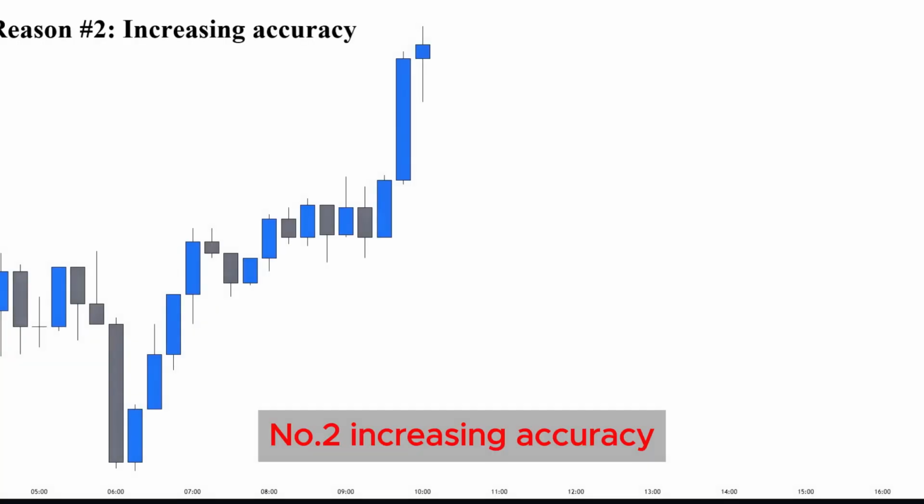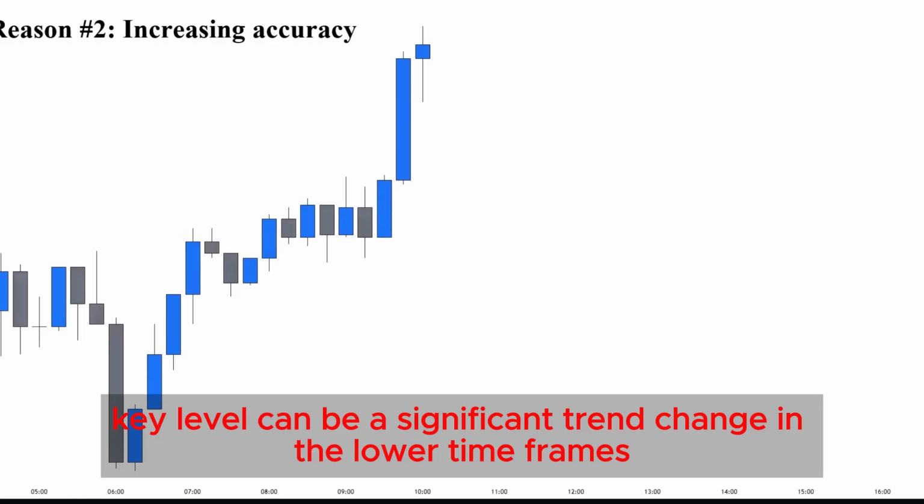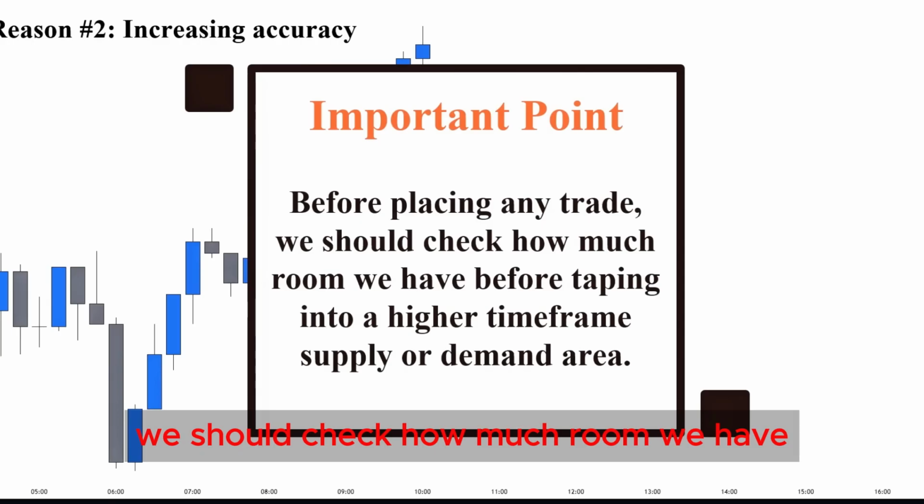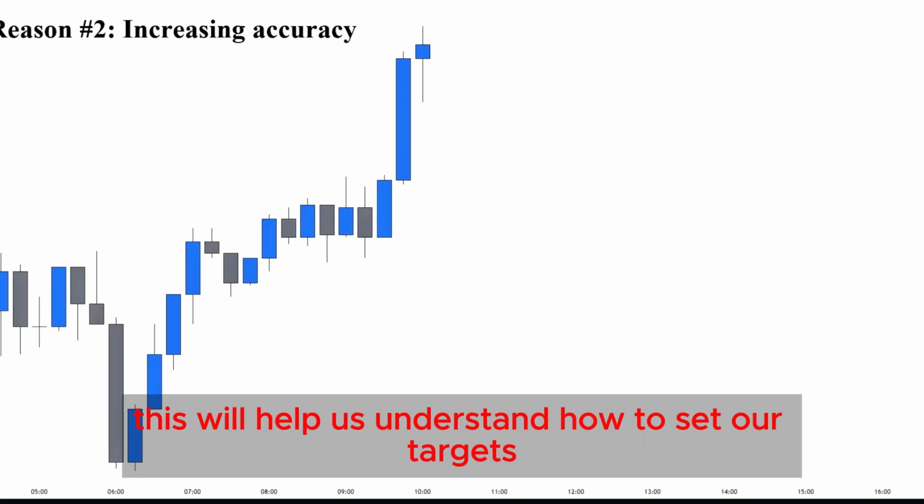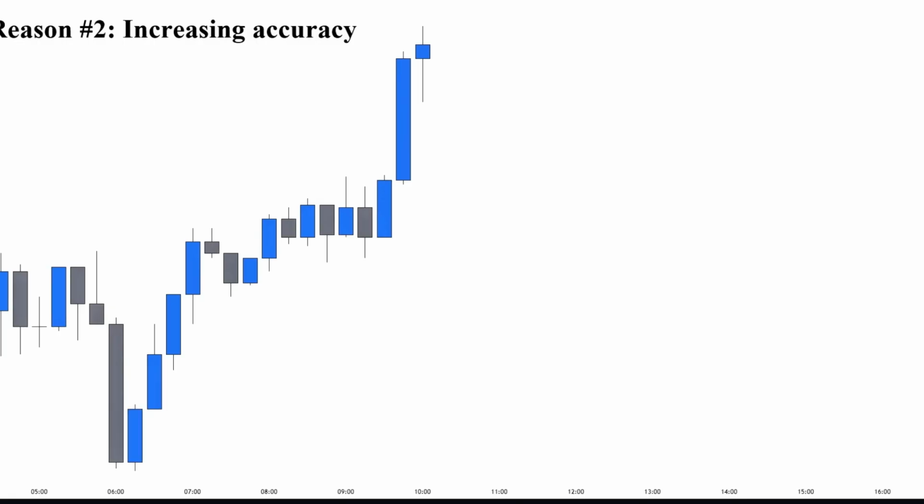Number 2. Increasing accuracy. A minor reaction to a higher time frame key level can be a significant trend change in the lower time frames. So before placing any trade, we should check how much room we have before tapping into a higher time frame supply or demand area. This will help us understand how to set our targets, stop losses, and avoid losing trades.